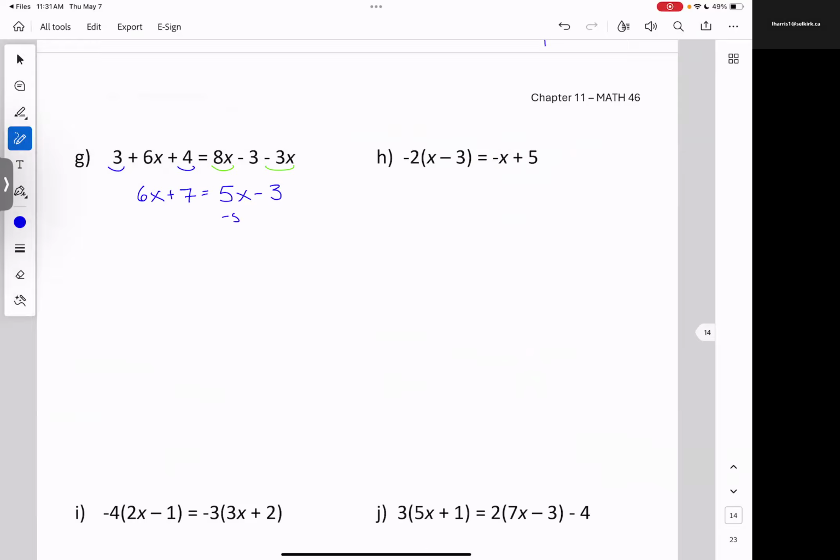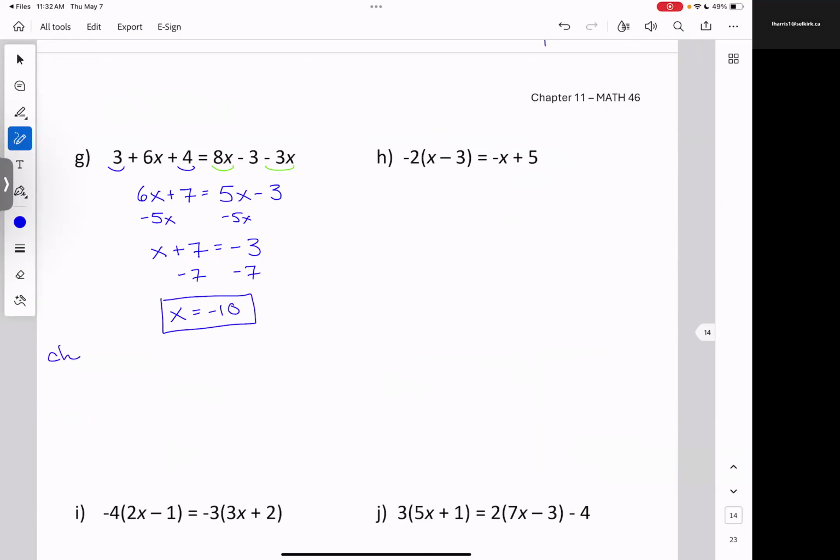And then I'm going to subtract 5x from both sides to move my x's over to one side, to the left in this case. And then I'm going to subtract 7 from both sides to be left with x equals negative 10.